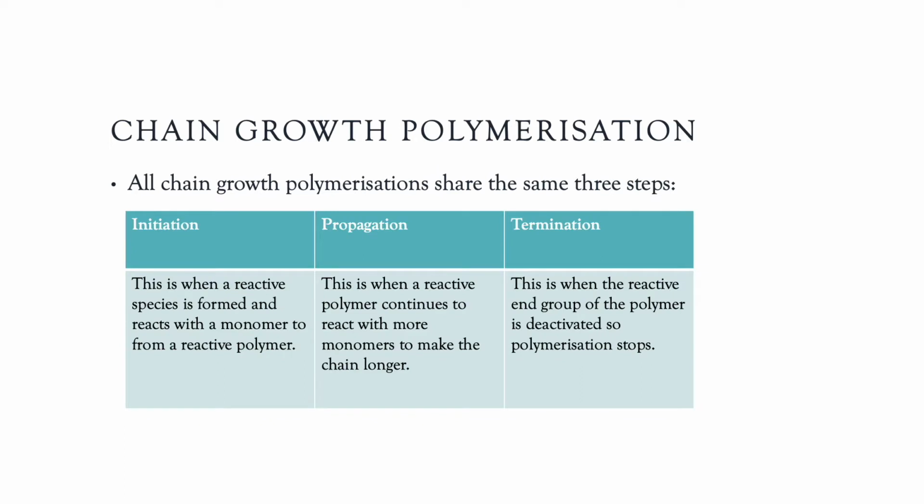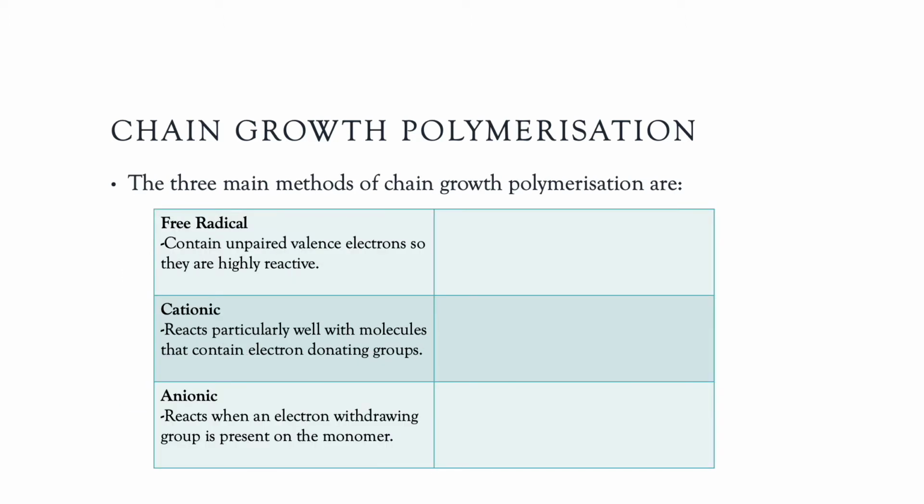All chain growth polymerization shares the same 3 steps. Initiation. This is the first step when a reactive species is formed and reacts with a monomer to form a reactive polymer. Propagation. This is the second step, and this is when the reactive polymer continues to react with more monomers to make the chain longer. And finally, termination. This is when the reactive end group of the polymer is deactivated, so polymerization stops. The 3 main methods of chain growth polymerization are free radical, cationic, and anionic.